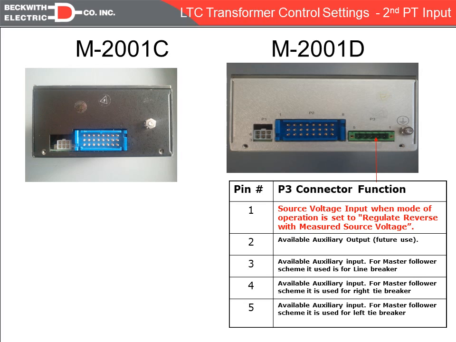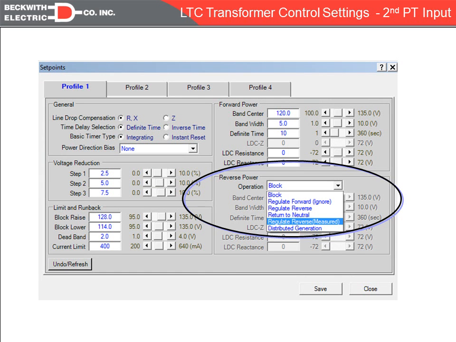You can see on the 2001C we have our main blue connector, which is the same on both. We have the shorter connector, which was used for either bringing in tap position or bringing in external power, and that is the same on the D. But notice we've added a new connector on the D, and one of the pins on that connector is where we would physically bring in that second PT if it were available for line regulator applications.